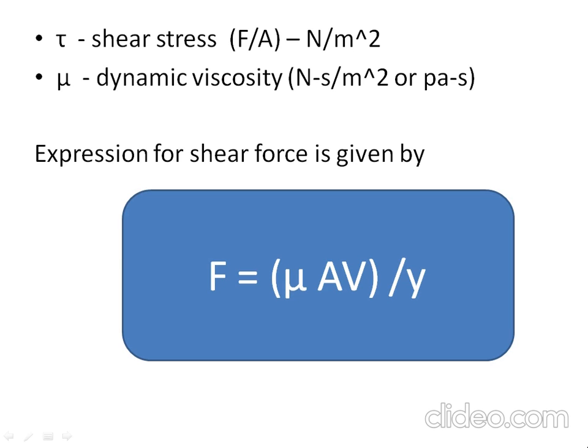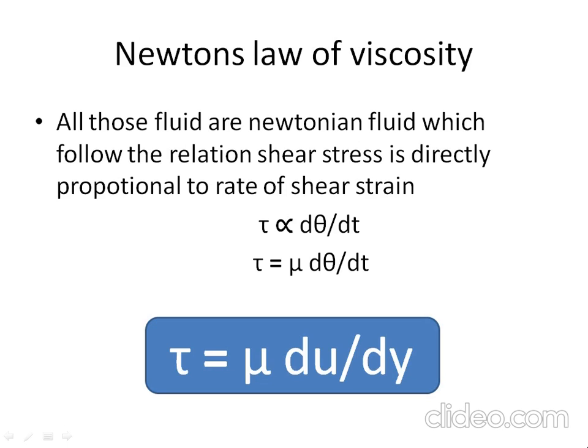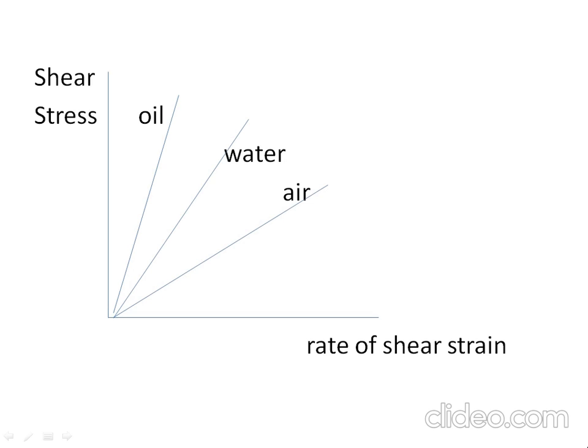Newton's law of viscosity. All those fluids are Newtonian fluids which follow the relation that shear stress is directly proportional to rate of shear strain. Here tau is directly proportional to d theta by dt, so tau is equal to mu d theta by dt. We earlier know d theta by dt is equal to du by dy, so the final expression is tau is equal to mu du by dy. Now plot a graph between shear stress and rate of shear strain. Here we can see the curve of oil, water and air.